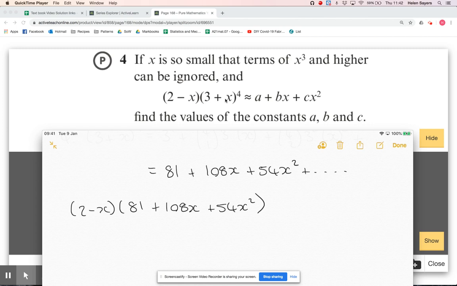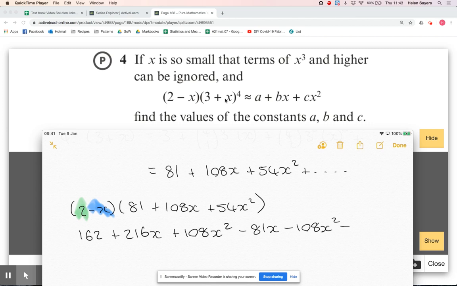I am going to multiply 3 by the 2, so 2 times 81 plus 2 times 108x plus 2 times 54x squared, and then I'm going to multiply 3 by the minus x, so just be careful with that minus. So minus 81x minus 108x squared minus 54x cubed. So I just got to simplify all this, and then not forgetting that powers of x cubed or higher can be ignored, so he's gone.